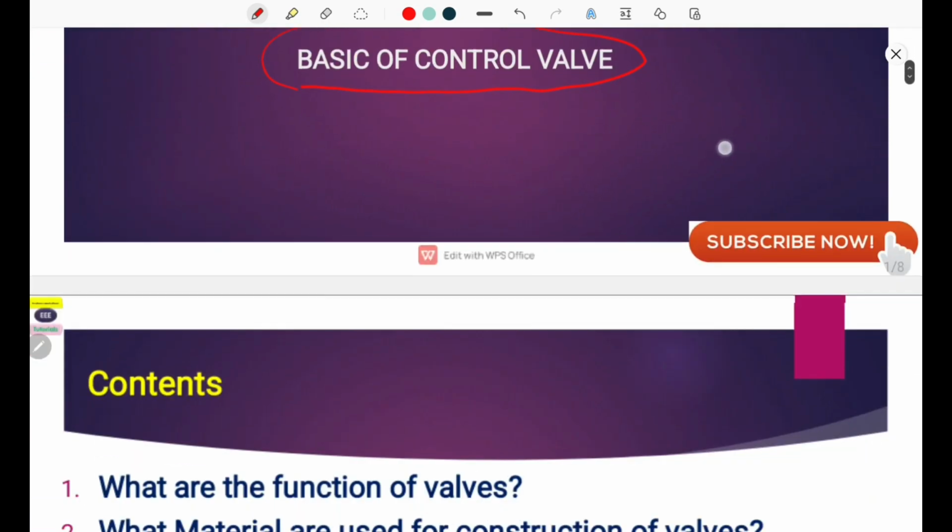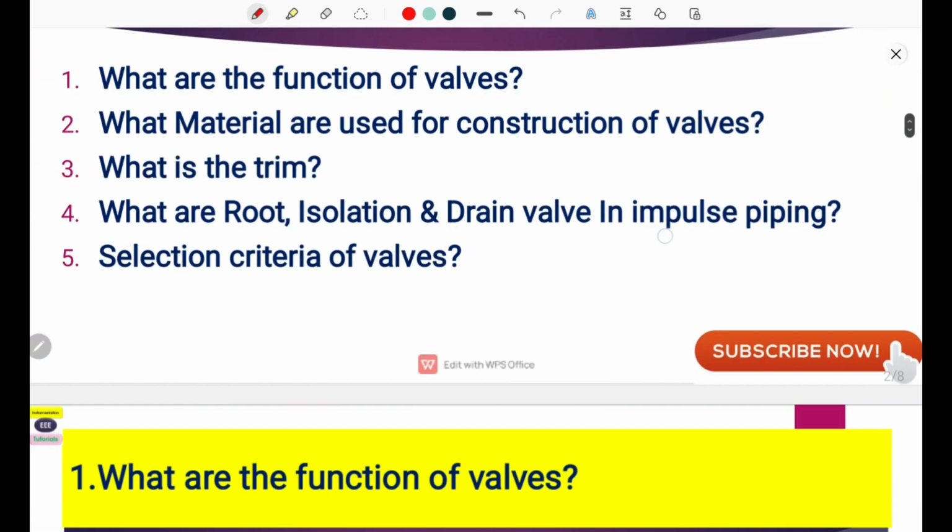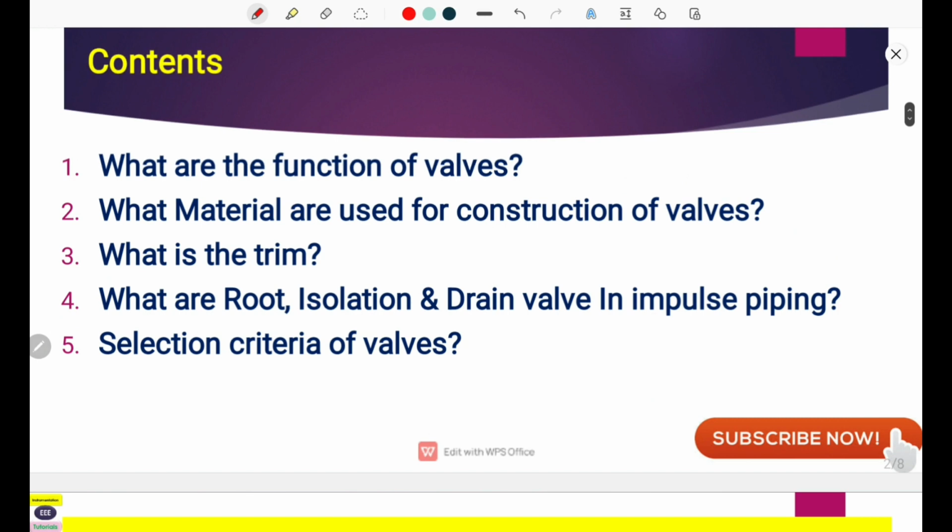And we will cover the 5 instrumentation interview question and answers. The first we will talk about what are the function of the valves, what material generally are used for construction of the valves, what is the trim meaning, and what are the root, isolation and drain valve in impulse piping of flow transmitter, and selection criteria of the valves. So these 5 questions and answers we will cover in depth.